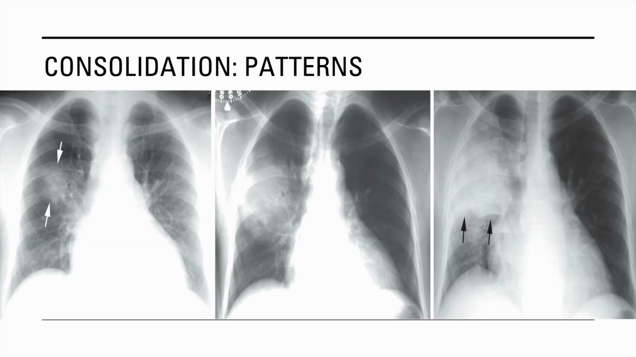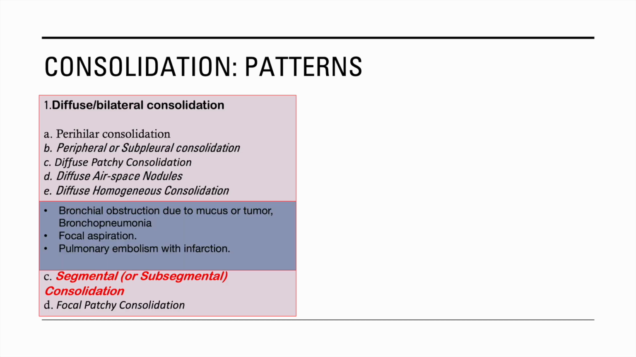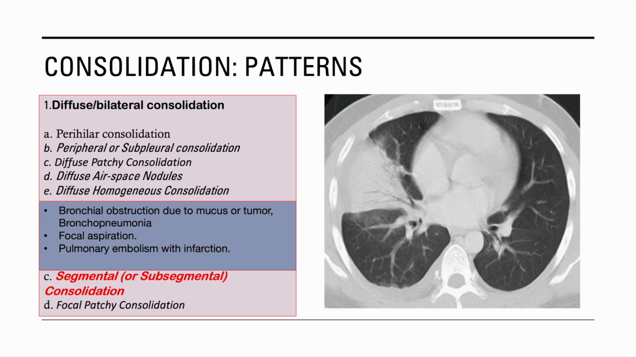Segmental or subsegmental consolidation. This occurs due to involvement of a segmental or subsegmental bronchus or artery. Causes include bronchial obstruction by mucus or tumor, bronchopneumonia, focal aspiration, pulmonary embolism with infarction. In this CT image, you can see a wedge-shaped opacity with the apex pointing toward the hilum. This is a case of segmental consolidation in pneumonia.